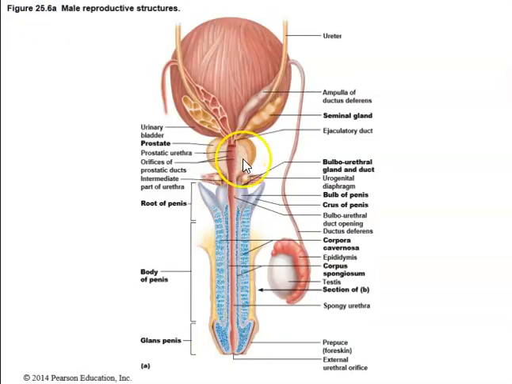In this picture, we can also see the bulbourethral glands sitting at the base of the prostate here in the urogenital diaphragm. So this urogenital diaphragm, as well as the bulbourethral glands, surround the intermediate or membranous part of the urethra.